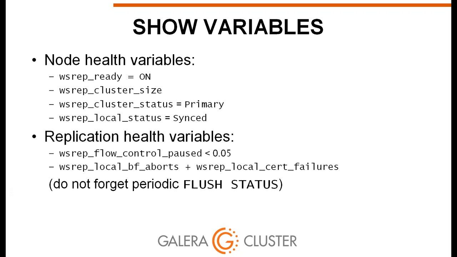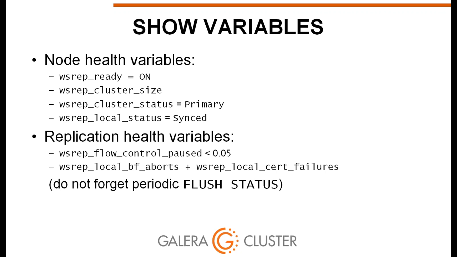So the variables to be monitored can roughly be separated into two categories. One, some report the actual health of the cluster and the individual nodes, and some other status variables report the health of the replication between those nodes, whether there are any delays, any bottlenecks. So you should be monitoring both of those.